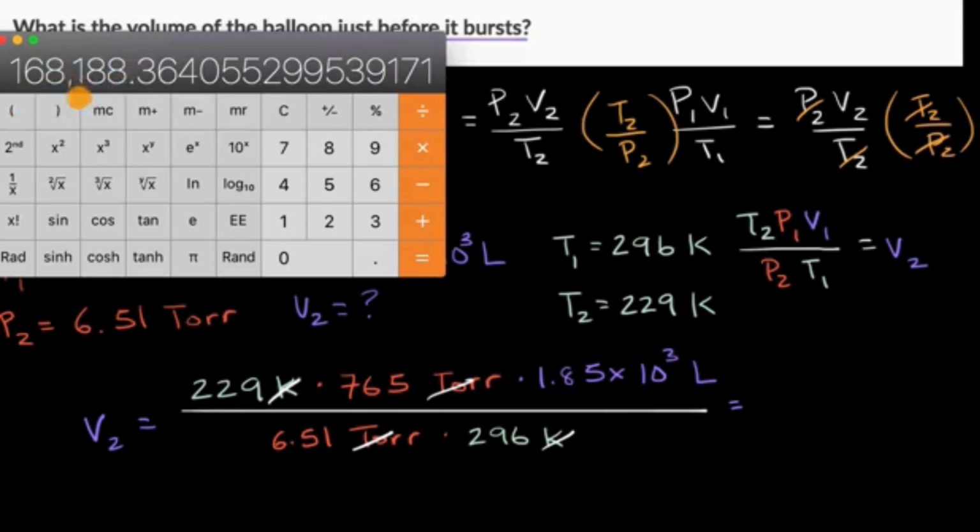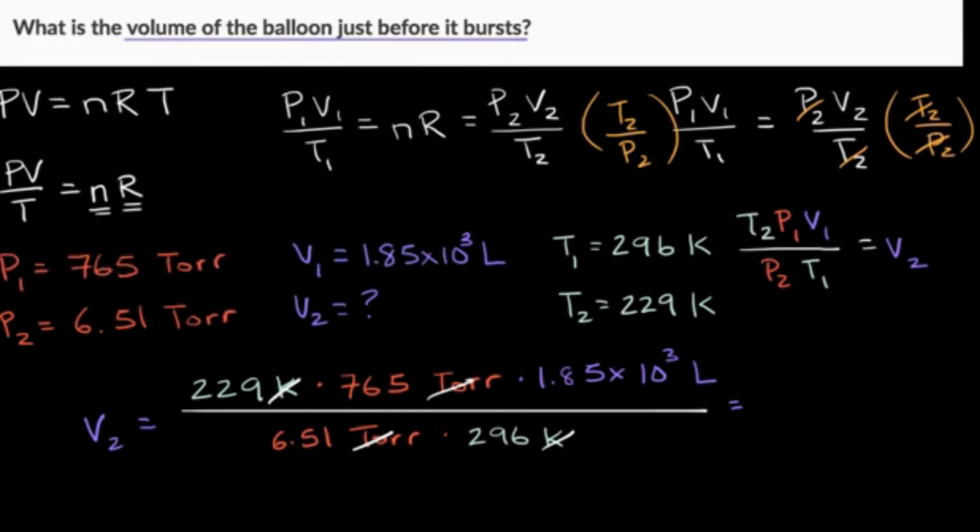Or if we want to write that in scientific notation, we could write that as 1.68 times 10 to the 1, 2, 3, 4, 5. So let me write it that way. So this is going to be equal to 1.68 times 10 to the 5th liters. And I always like to do a nice intuition check. Does that make sense? So our starting volume was 1,850 liters, and then our volume got a lot larger because we're going to a much higher altitude, and that does make intuitive sense to me.